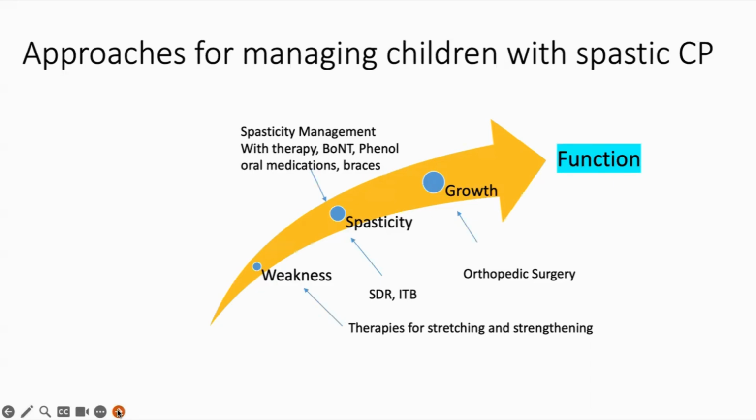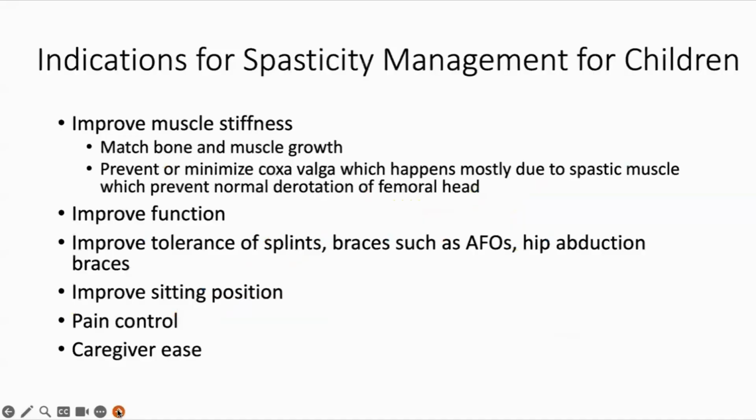Managing children with cerebral palsy consists of various approaches. Therapies are used for stretching and strengthening weak muscles. Spasticity management is varied. It ranges from the use of enteral medications, botulinum toxin, and phenol injections, braces in conjunction with therapies. Operative management of spasticity includes intrathecal baclofen pump and selective dorsal root rhizotomy. Orthopedic procedures are used to address contractures and bony deformities. The focus of all these interventions is to improve the function of the individuals with cerebral palsy. Next slide, please.